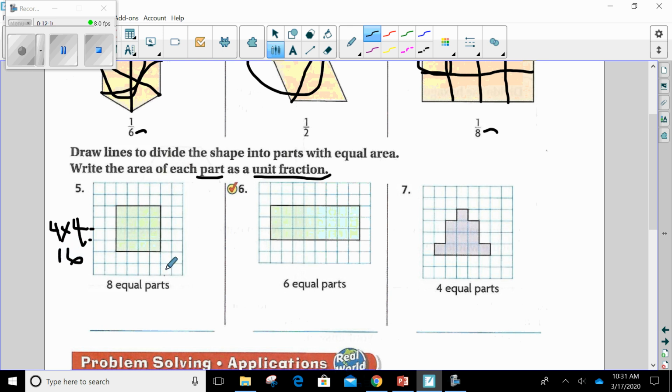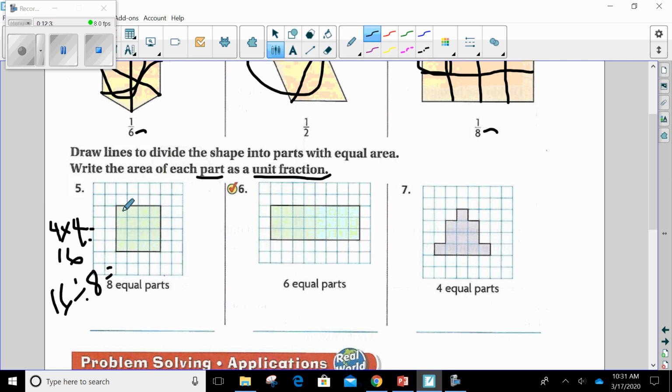That's how many squares are here. Well, let's look at this. If I want to divide 16 divided by 8, how many are going to be in each part? Yep, 8 times 2 equals 16.